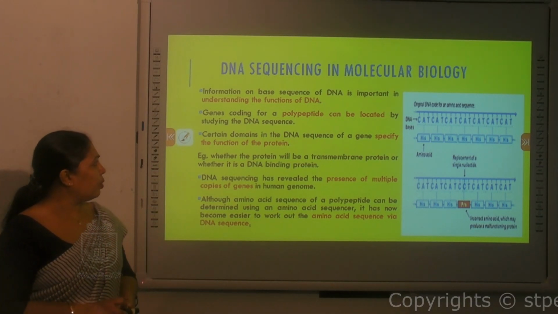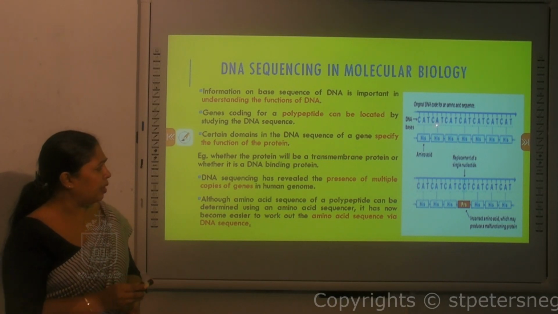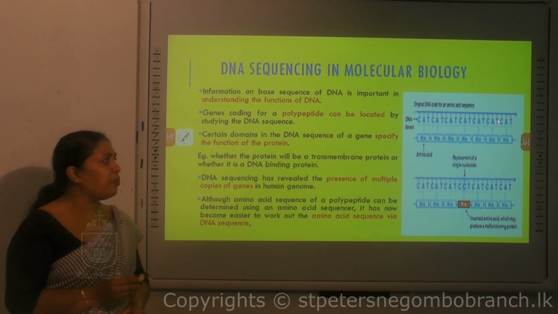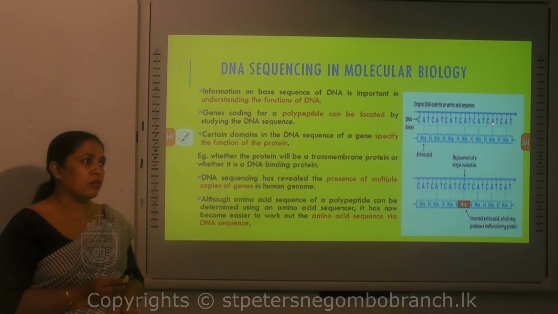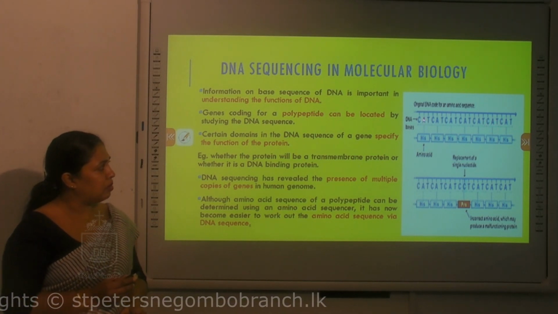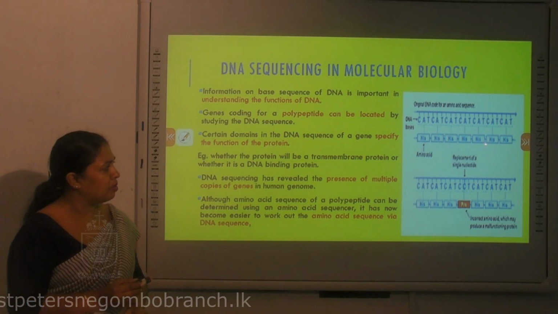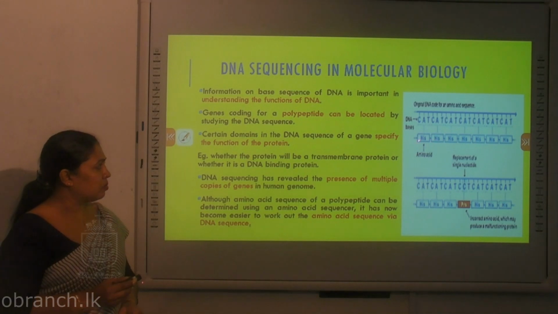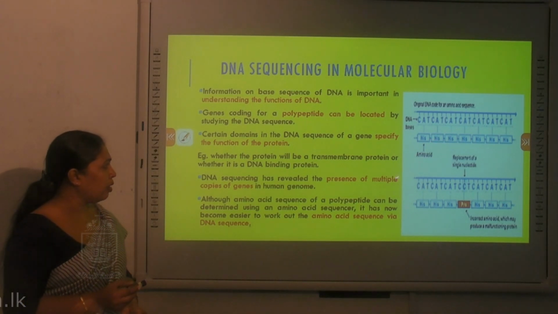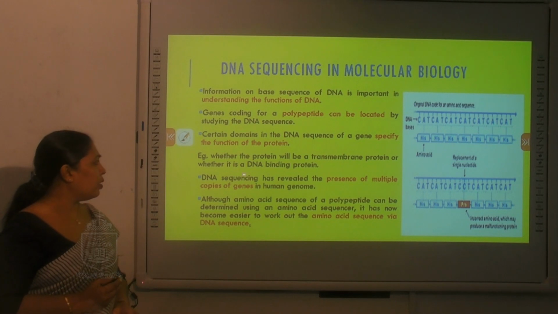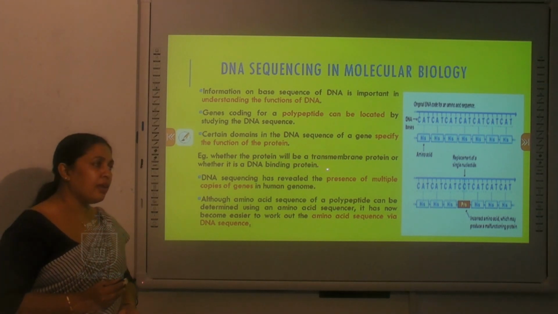And also, certain domains of DNA can specify the functions of a protein, whether the protein has what functions and its order. This is the DNA sequence, and this is the amino acid sequence, and this is a polypeptide, it means a protein. By studying them, we can deduce whether it is a transmembrane protein having a specific function, or it is a DNA binding protein, or an enzyme.